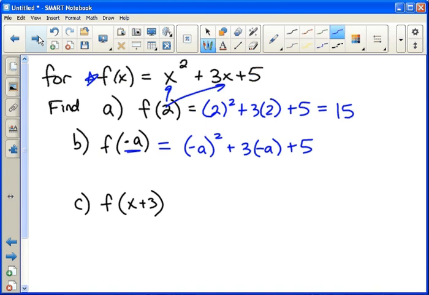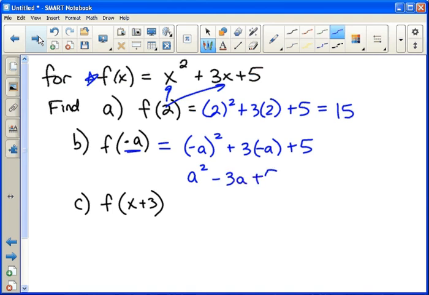So I was doing x squared, now I'm doing (-a) squared. I was doing 3 times x, now I'm doing 3 times (-a). So let's simplify this. Negative a squared actually will be positive a squared, because negative a times negative a would give you positive a squared. And I would encourage you to put parentheses around whatever you plug in, just like I've been doing. It helps you keep your signs straight in particular. So 3 times negative a would be our next part, and that would be negative 3a and plus 5. And that would be our final answer.